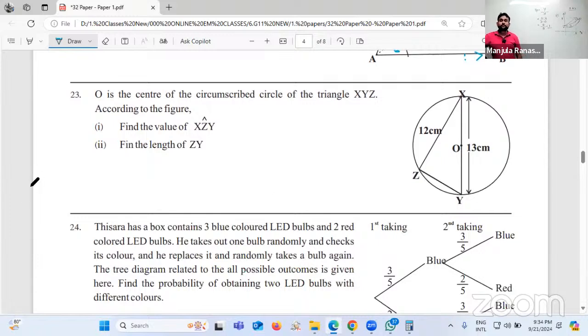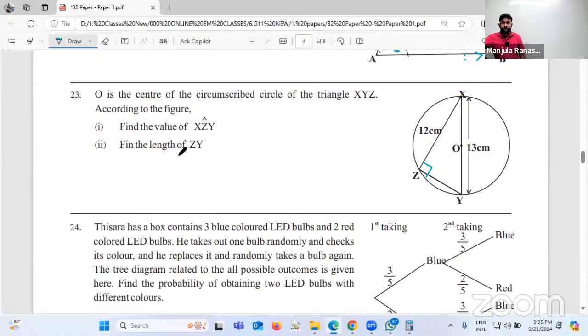O is the center of the circle circumscribed about the triangle XYZ. According to the figure, find XYZ and XZY. As I mentioned in an earlier question, when you see a diameter, remember that the angle subtended on the circumference from the diameter is 90 degrees. Exactly, that happens. So now you can see that this shall be 90 degrees, the angle subtended from the diameter in triangle XYZ.